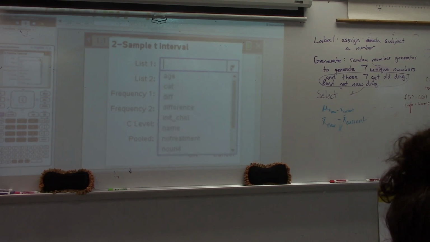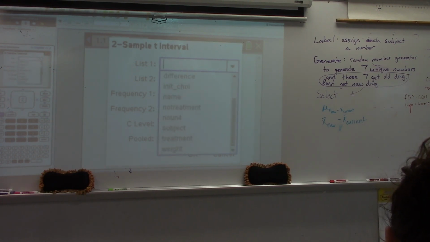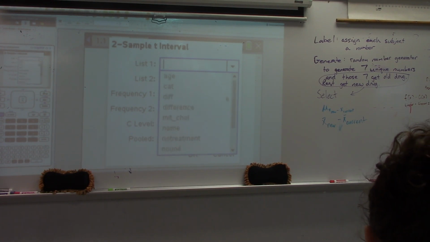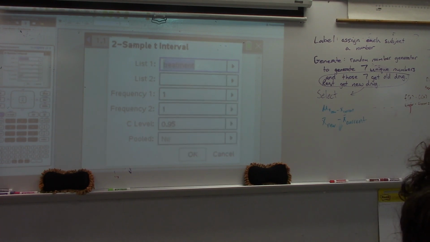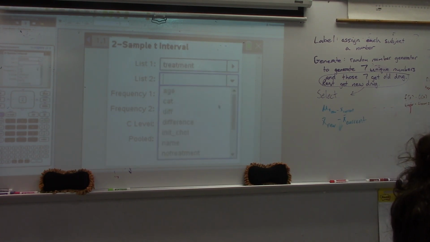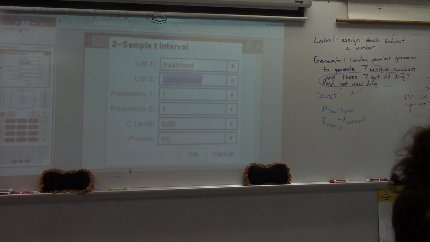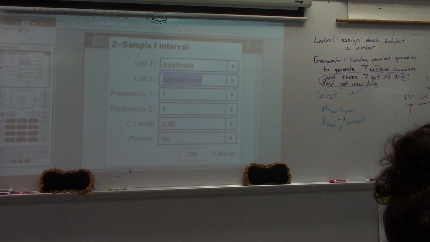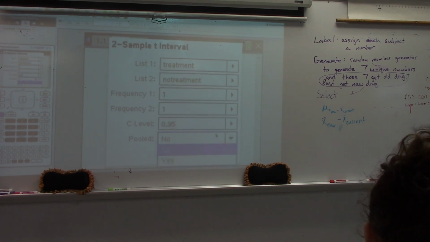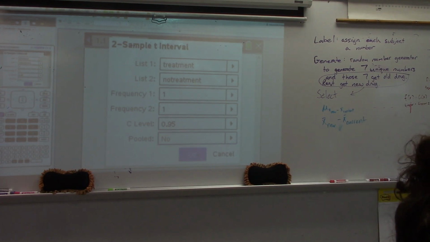What's our first data? The treatment, I think it was, I named it, it should be like treatment and no treatment. So we're doing treatment. And then list 2 would be no treatment. I should just say control or old or whatever. Let's do a 95% confidence interval. Peyton, do I pool it or no? We never pool. Okay, so we hit OK.